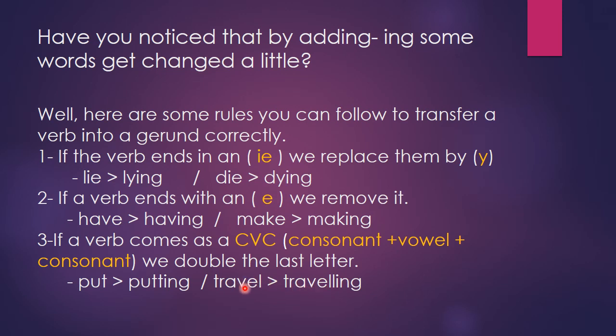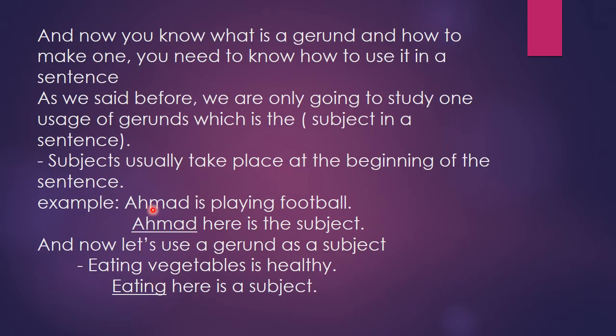V is a consonant, E is a vowel, L is a consonant, and it comes traveling like this. We double the L, and here we double the T. Alright, and now you know what a gerund is and how to make one. You need to know how to use it in a sentence.